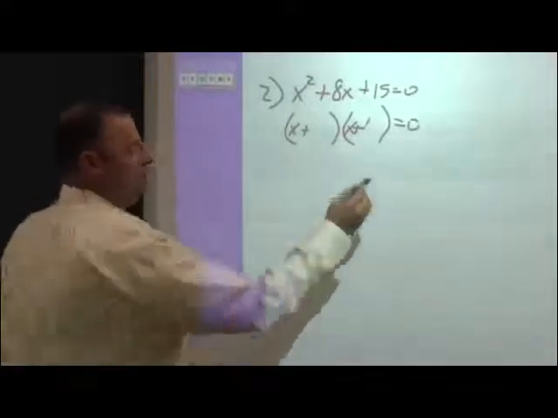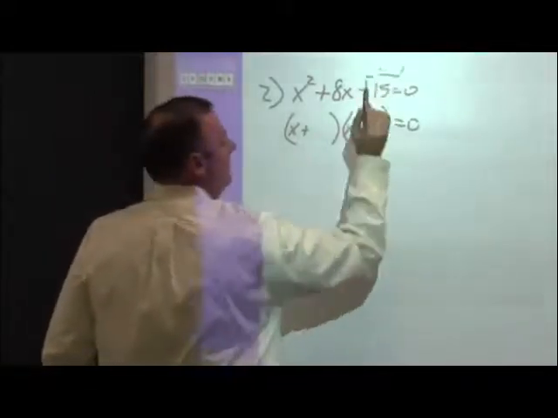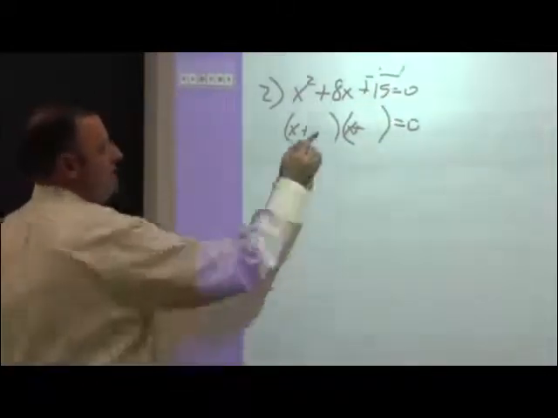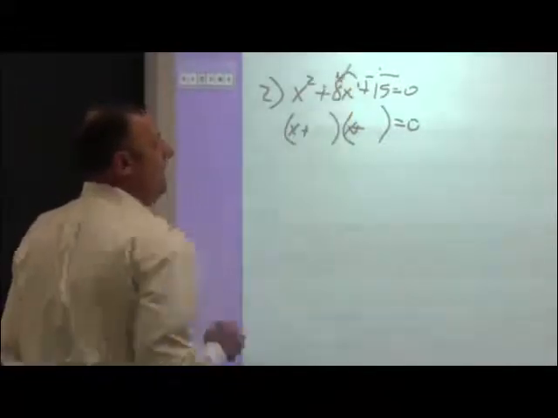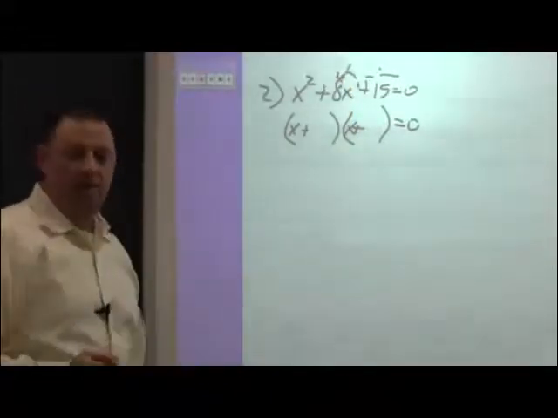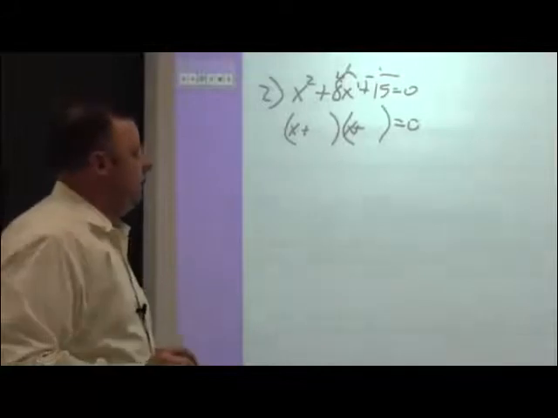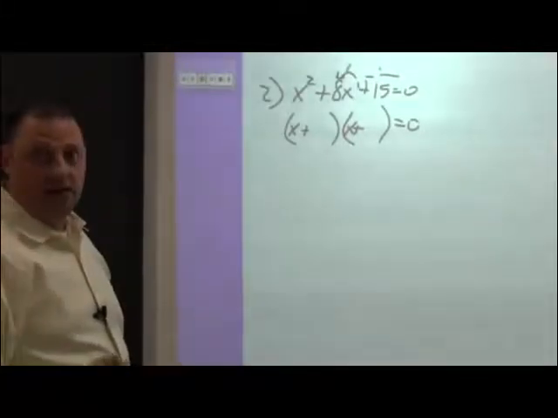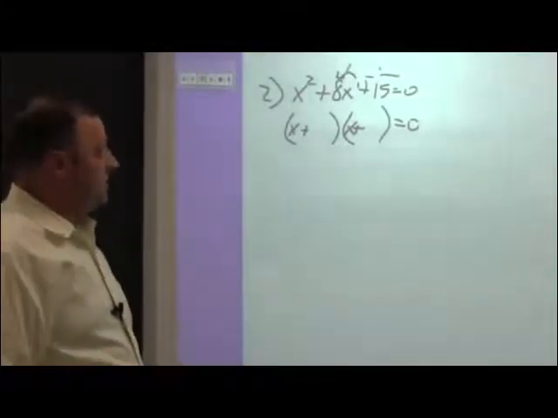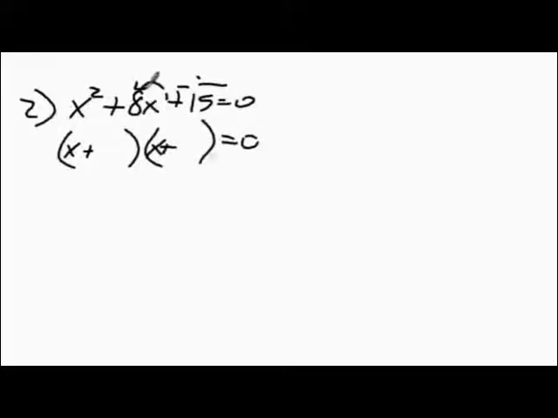Now you have to ask yourself, what times what is that last number, but adds to 8? Well, would that be 1 and 15? No, that adds to 16. Let's see, what else gives us 15? 3 times 5. 3 times 5 is 15. Does 3 and 5 give you 8? Yes, it does. So those are the numbers you need. And once again, you could have put 5 in the first set of parentheses and 3 in the other. It doesn't matter because the signs are the same.